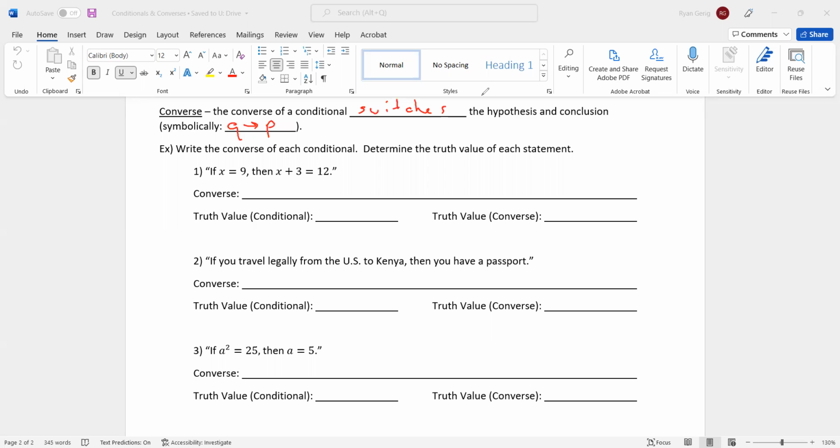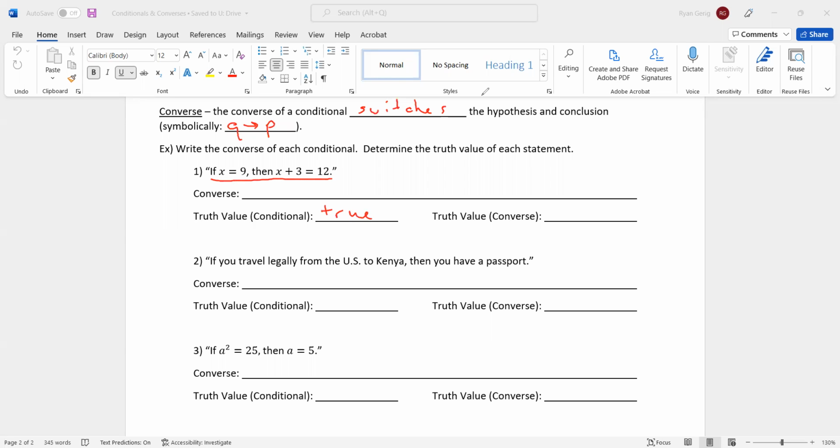So I'm going to kind of go in a different order here. I'm going to look at the original statement, which is the conditional. So the conditional is that true or false? So if X equals 9, we're only looking at the time when X equals 9, then X plus 3 equals 12. Well, that's true, right?